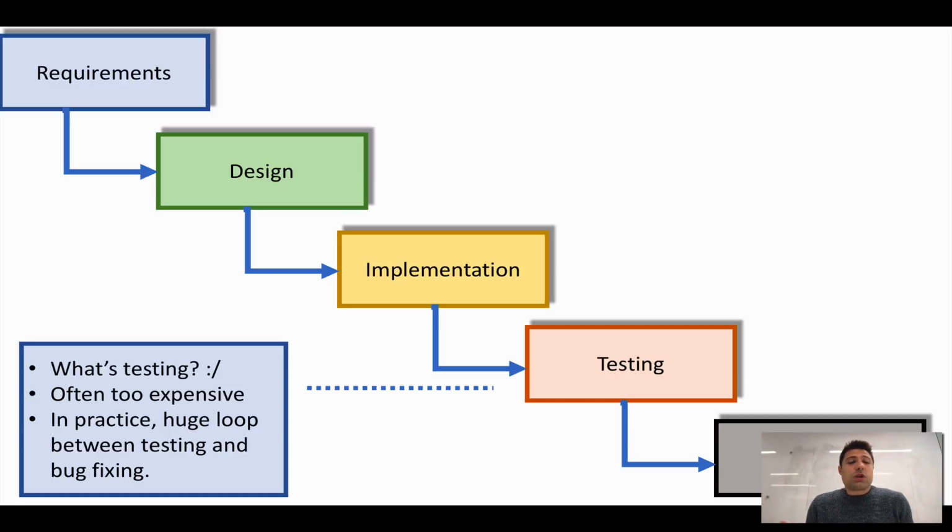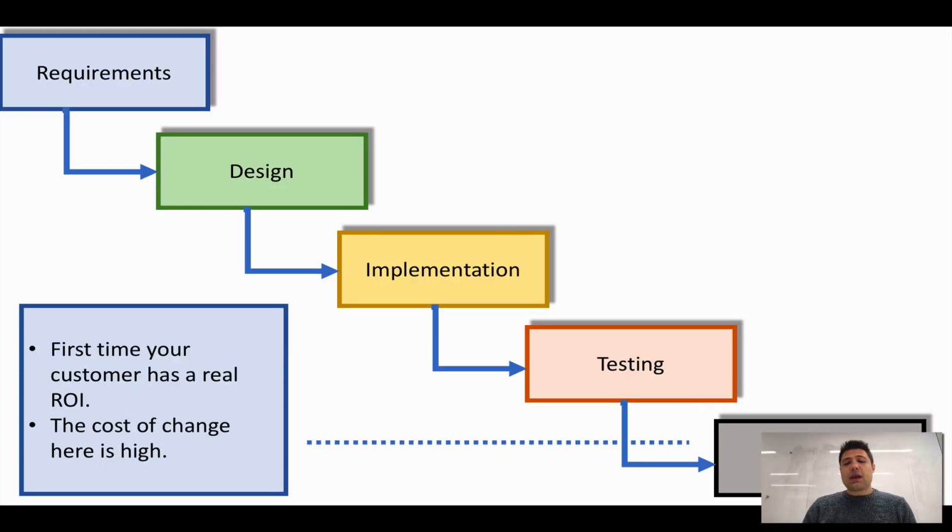So then what we notice is this huge loop between testing and implementation. The testing team finds lots of mistakes. It comes back to the implementation team, they fix it. It goes to testing again, and they find more mistakes. So a huge loop between these two phases. And of course, this costs money, right? And deployment, this was the first time that the customer had some real return of investment, but the cost of change is then too high. So we took too long to try to experiment, and well, this is then the waterfall in practice.